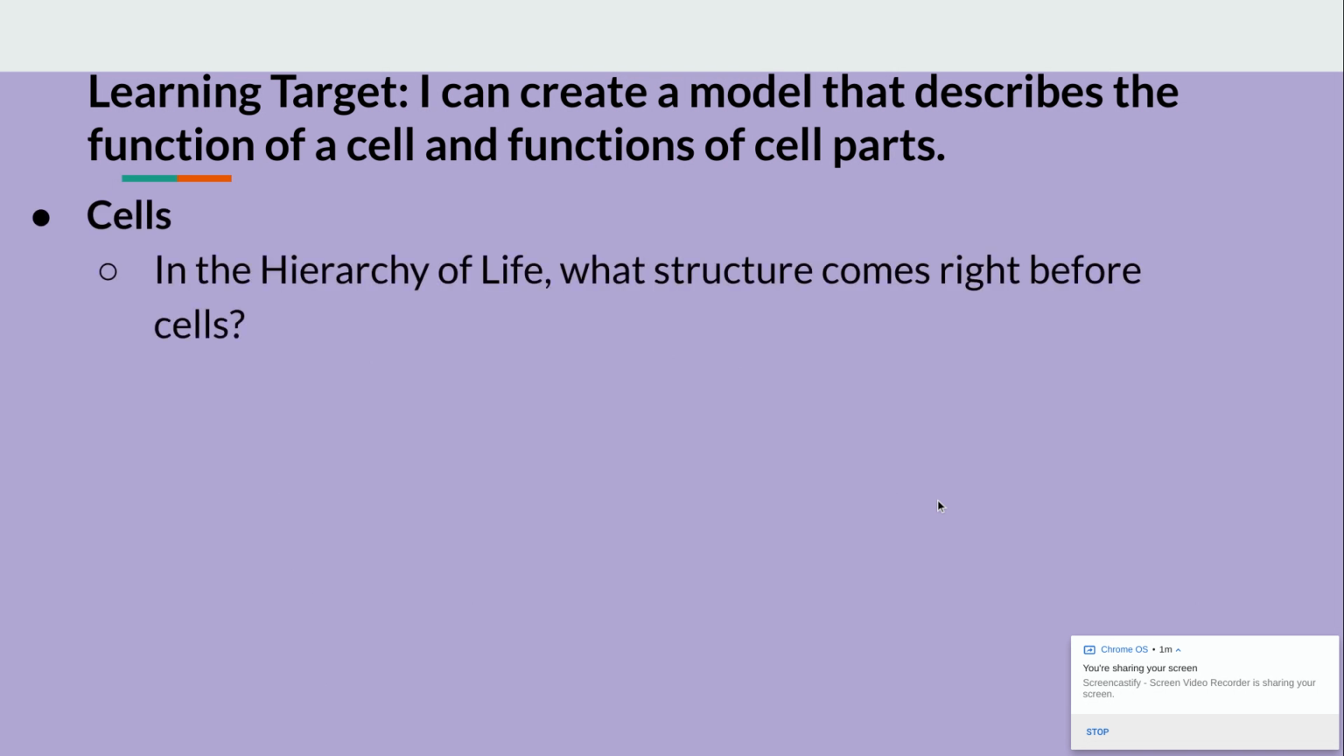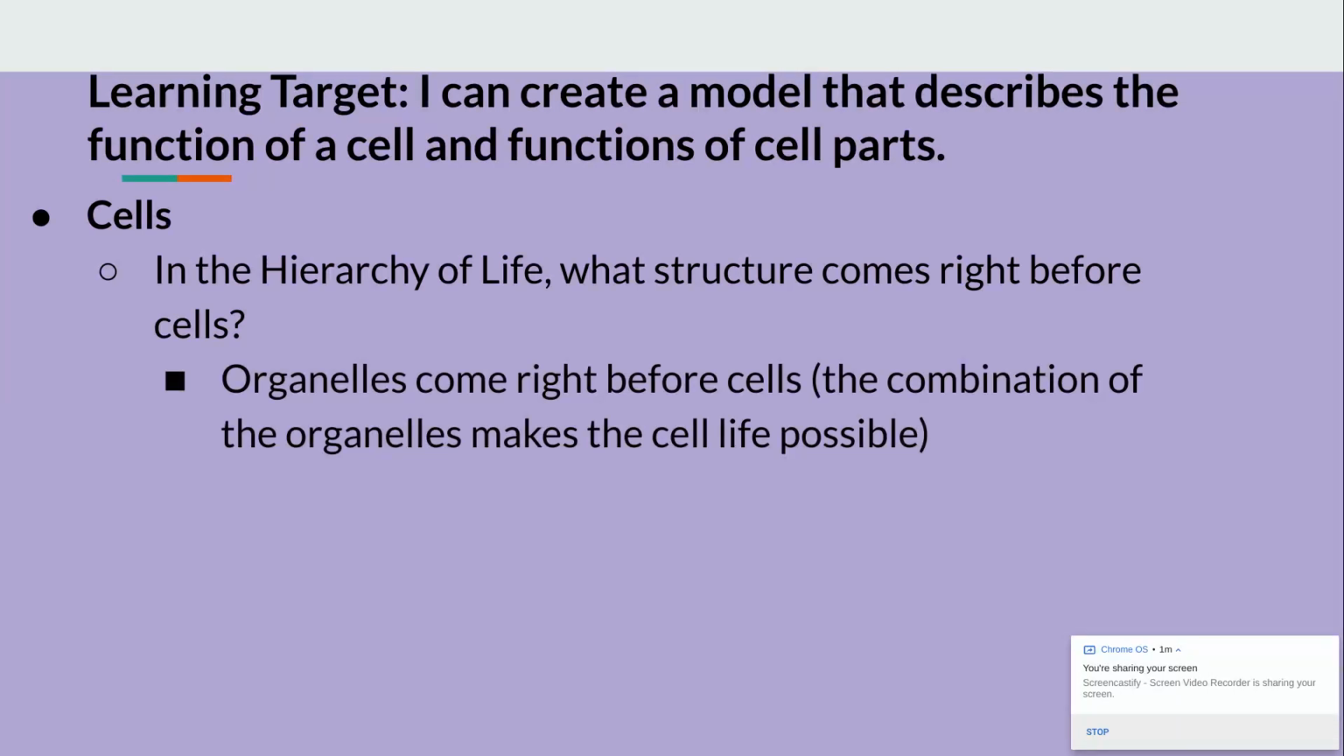Now, when we think about cells in the hierarchy of life, we want to think about the question of what structure comes right before cells. When it comes to cells, organelles come right before cells. And the combination of organelles makes cell life possible. Organelles are the different parts of the cell, the different structures within a cell that, when they work together, make the cell work. Some examples of these, if you think about our hierarchy of life project that we recently did, are the nucleus and ribosomes and mitochondria, just to name a few.